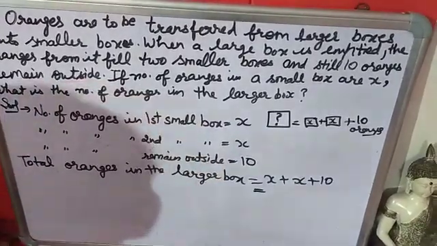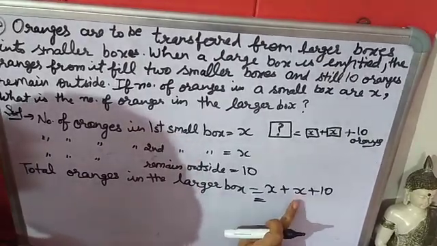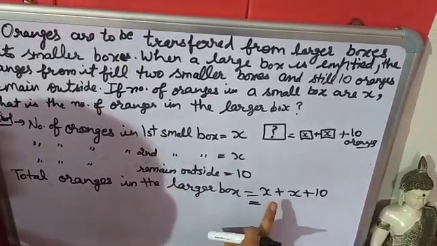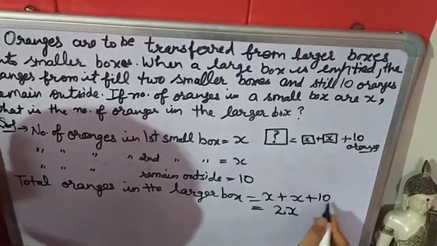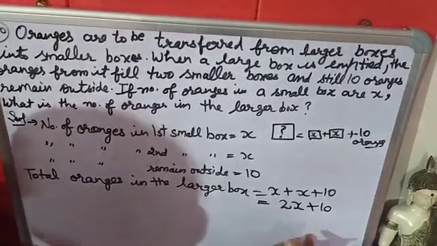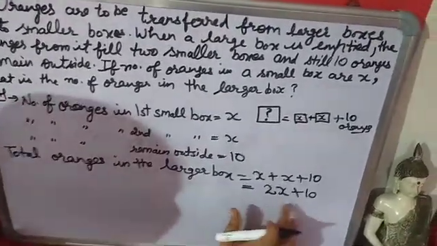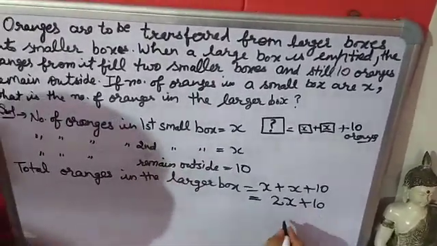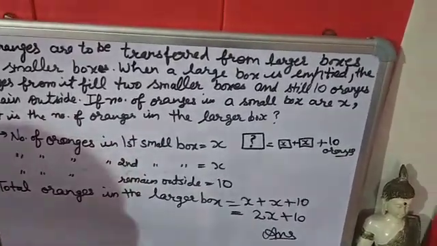Now remember one thing, when you are adding variables and the variables are the same, then you can add both variables. X plus X will be 2X plus 10. We cannot add a variable and a constant term, so it will remain the same. It means total oranges are 2X plus 10 in the larger box.